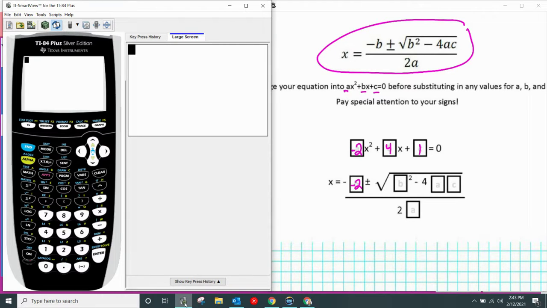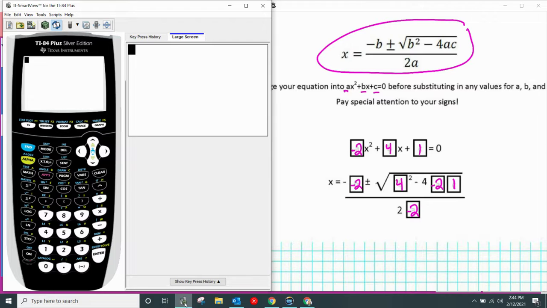Remember, I told you all this when we're factoring too. Pay attention to your signs of a, b, and c. They're super important. Our b value here is 4. Our c value is 1. Whoops, that's where the a goes. C goes here. Our a, again, is -2, and then a goes in the bottom.